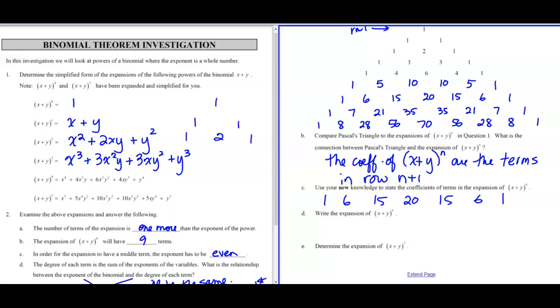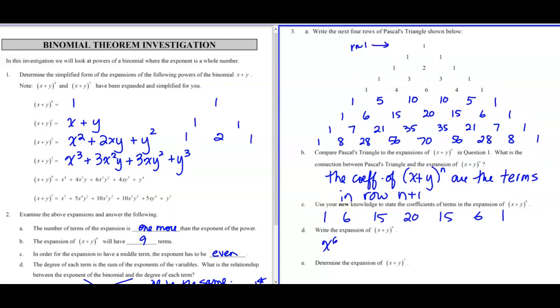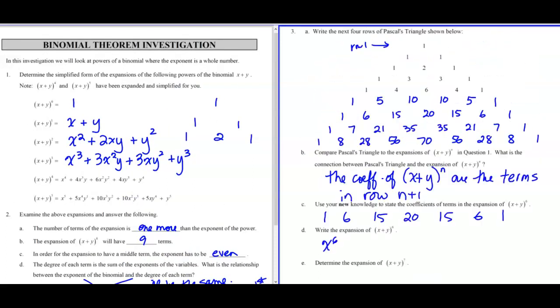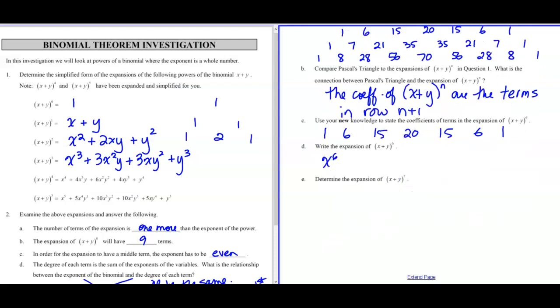Okay. So now to write the expansion. Remember what we talked about in terms of the degree of each term, and we're dealing with x plus y, right? So the first will be x to the 6. I don't need to show the 1, right? That's understood to be a 1. So that's going to be x to the 6.